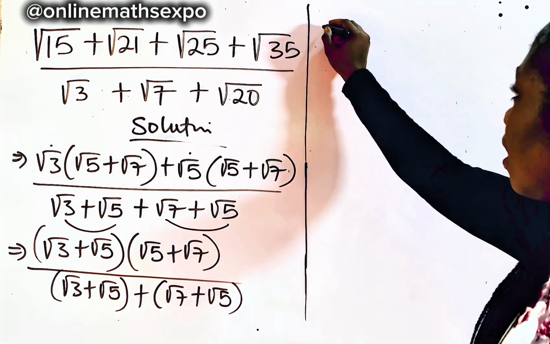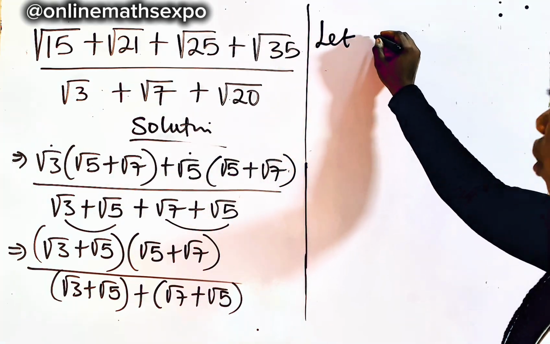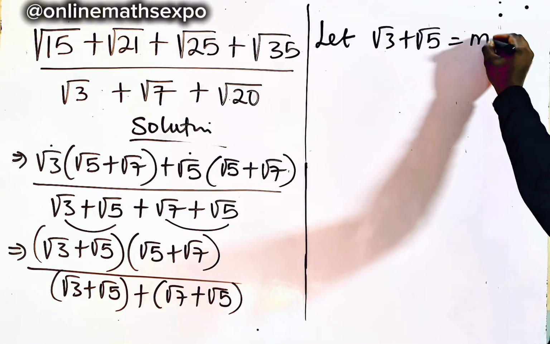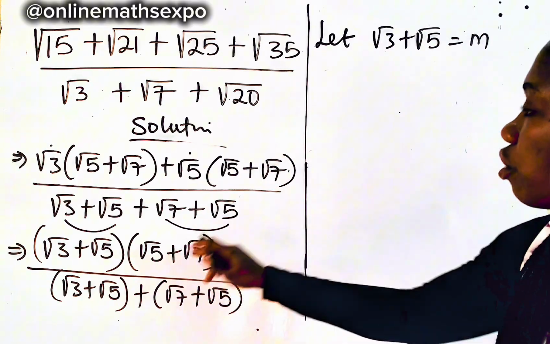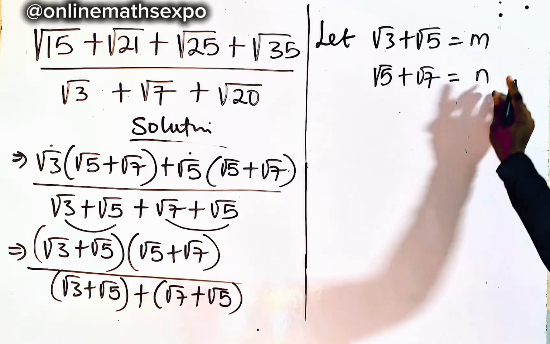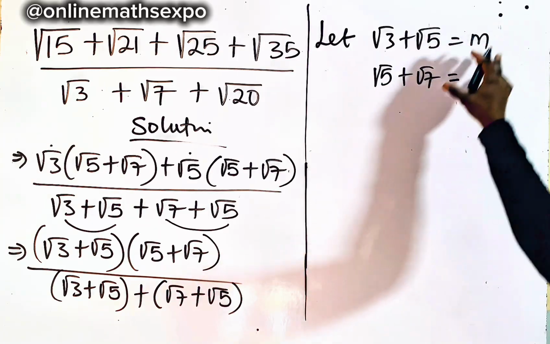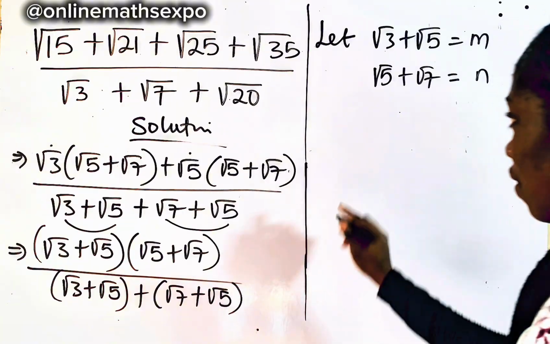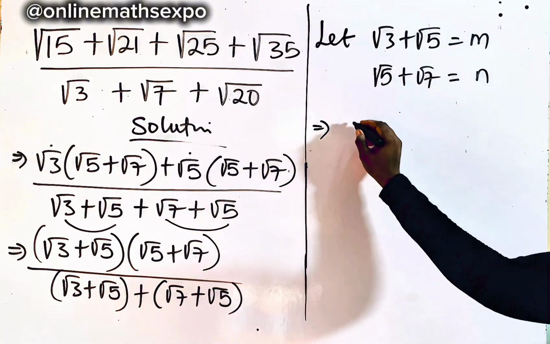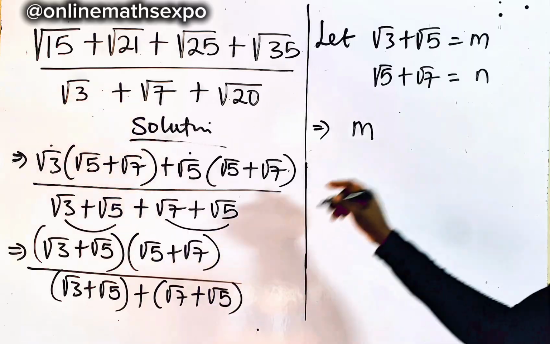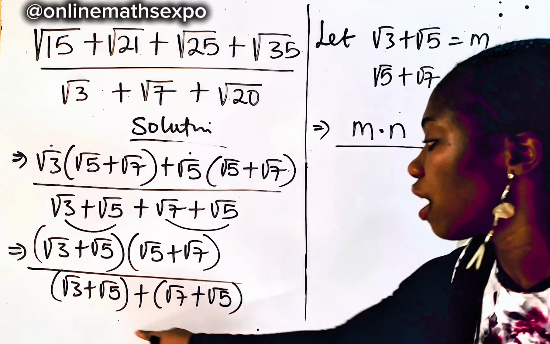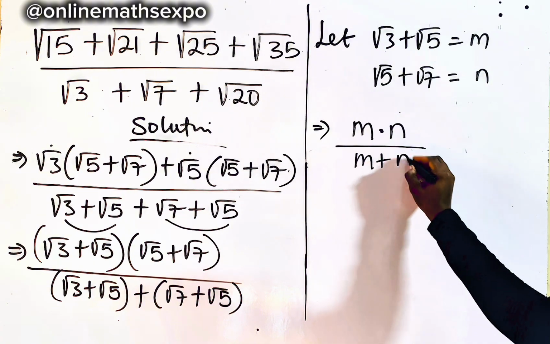So we have, let root 3 plus root 5 be equal to m, and then root 5 add root 7, let it be equal to n. We are doing this to help us work this out. So in that case, this is the same as m, and this will now be n. So we multiply these two, divide it by m add n.